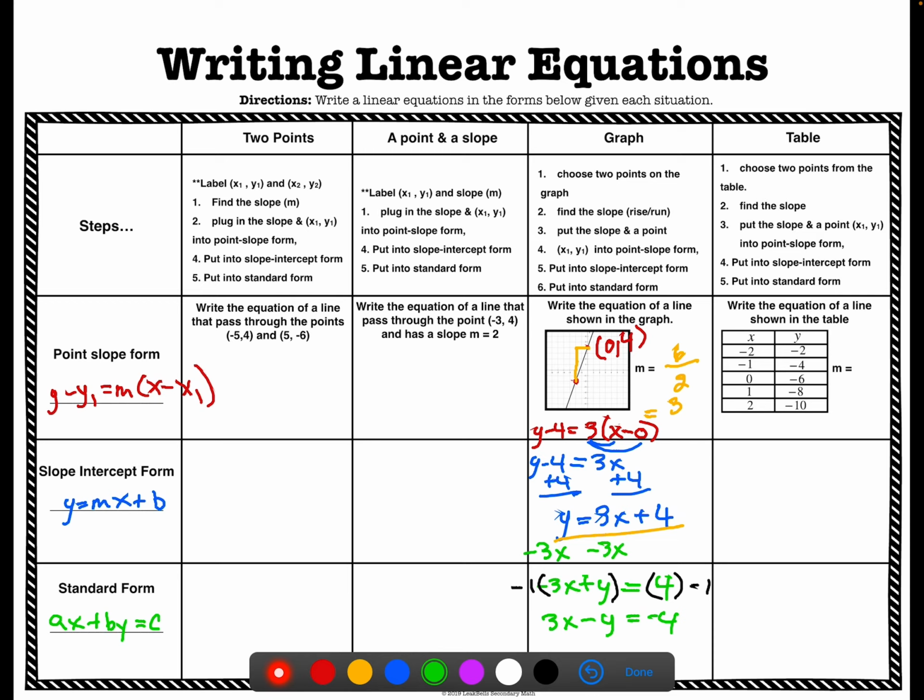So we have everything that we want or need. This is standard form, slope-intercept form, point slope form.